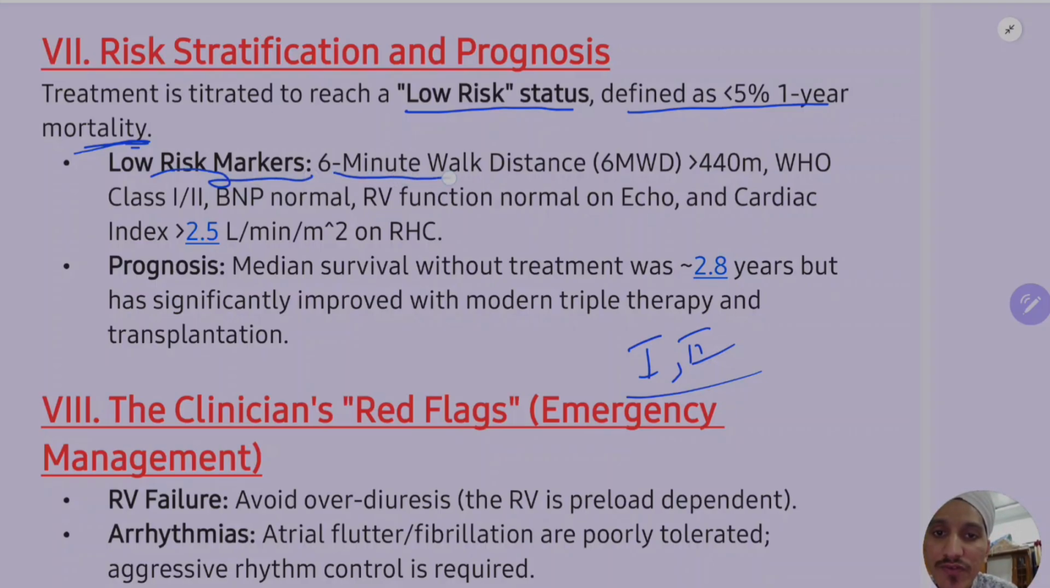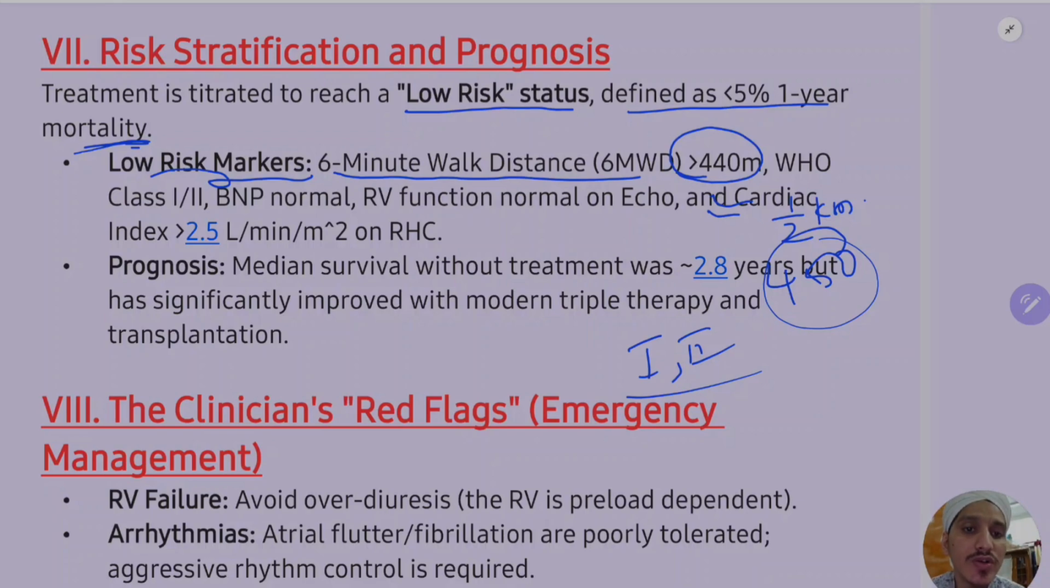One marker is 6-minute walking distance. So if the patients are able to walk more than 440 meters, so approximately you can take it as half a kilometer, or 450 you round off. If the patients are able to cover more than or equal to 450 meters in 6 minutes, then that is a low risk marker. WHO class 1 and 2, that is also a low risk marker. And brain natriuretic peptide or NT-proBNP less than 125, that is also a low risk marker.